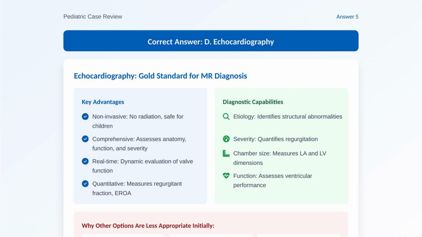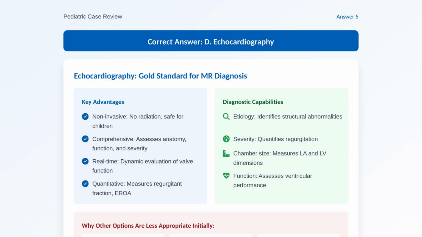With echocardiography, clinicians can determine the etiology of mitral regurgitation by identifying specific structural abnormalities, quantify the severity of regurgitation using parameters such as regurgitant fraction and effective regurgitant orifice area, assess chamber dimensions, including left atrial and left ventricular size, and evaluate ventricular function. Color Doppler echocardiography allows for direct visualization of the regurgitant jet, providing immediate confirmation of the diagnosis.